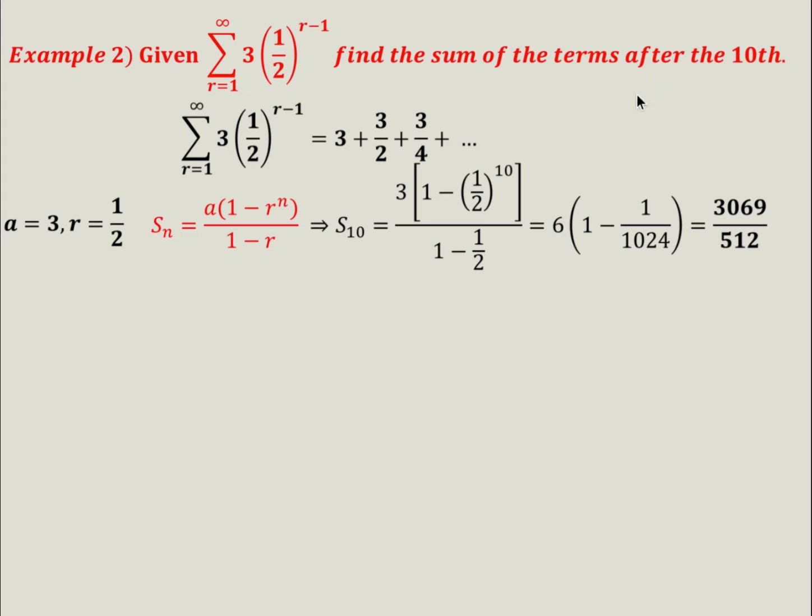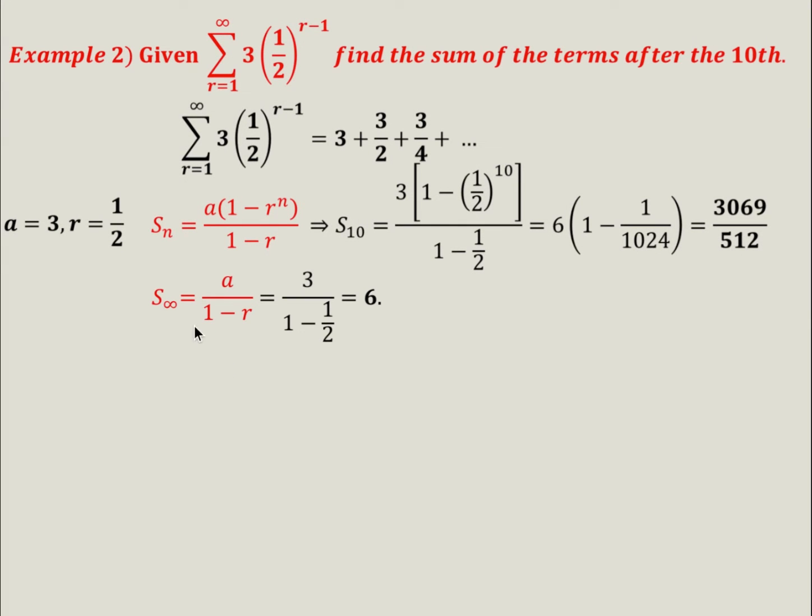In order to find the sum of the terms after the 10th term, we would have to find the 10th partial sum, which is obtained from the formula Sn equals a into 1 minus r to the n all over 1 minus r, since the absolute value of r is half, less than 1. So the sum of the first 10 terms would then be 3 into 1 minus half to the power 10 all over 1 minus half, which gives 6 into 1 minus 1 all over 1024, giving 3069 all over 512.